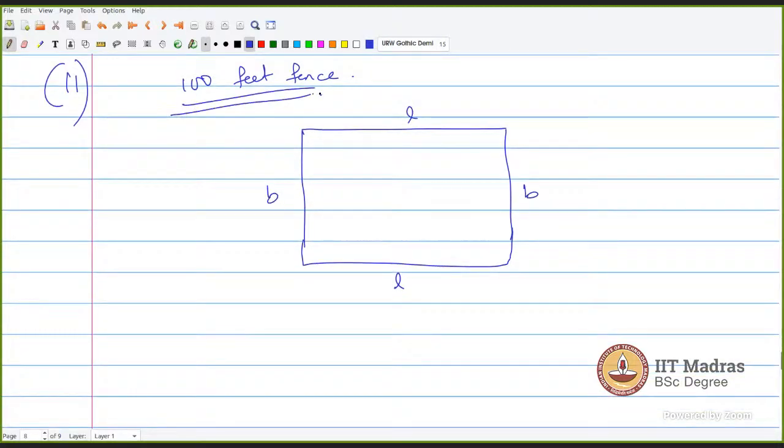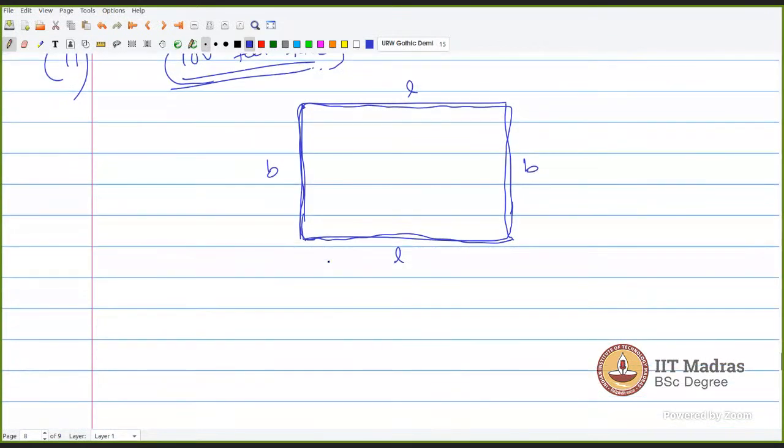Now what is this 100 telling me? I have a 100 feet fence and I am making a fence for a rectangular garden. So this fence of 100 feet is the total perimeter. For a rectangle it is perimeter; for a circle it is circumference.